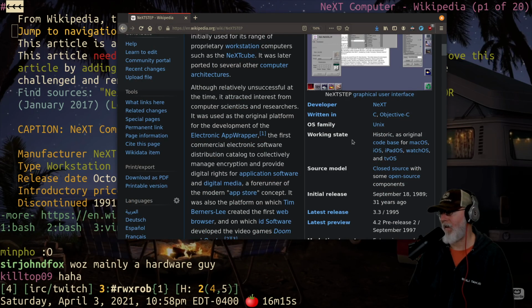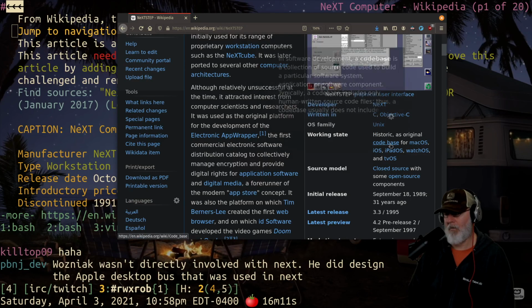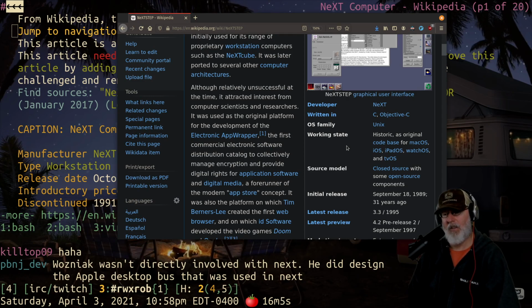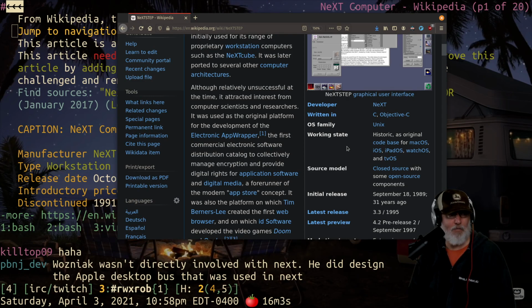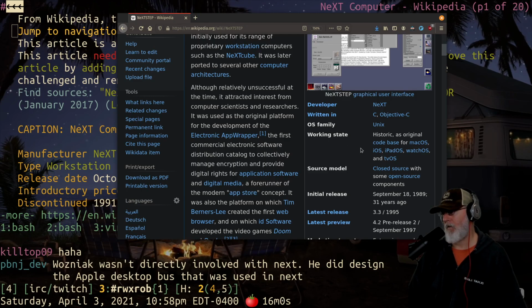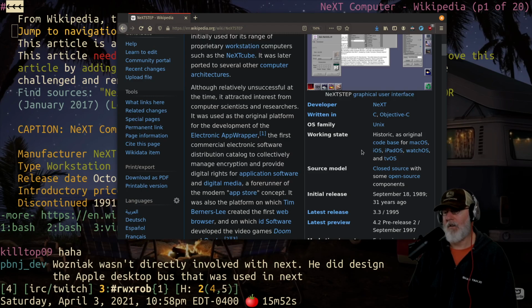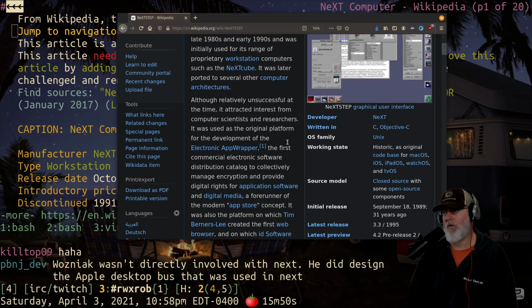So historically, Woz's original code base didn't directly involve Next. He did design the Apple Desktop Bus, but that was used in Next. Did he really? Thank you for that insight. I've been kind of trying to figure this out. So another 15 minutes to geek out on Woz's involvement in Next, if any, and in the return of Steve Jobs to the Apple computer. I was just wondering if he deserved a credit for NextStep.